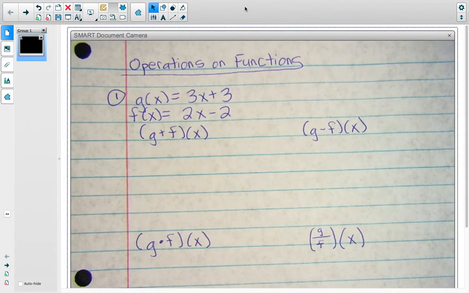All right. Today we're going to talk about operations on functions. We're going to take different kinds of functions, linear, quadratic, cubic. We're going to add them together, subtract them, multiply, and divide them. So let's get started with adding.